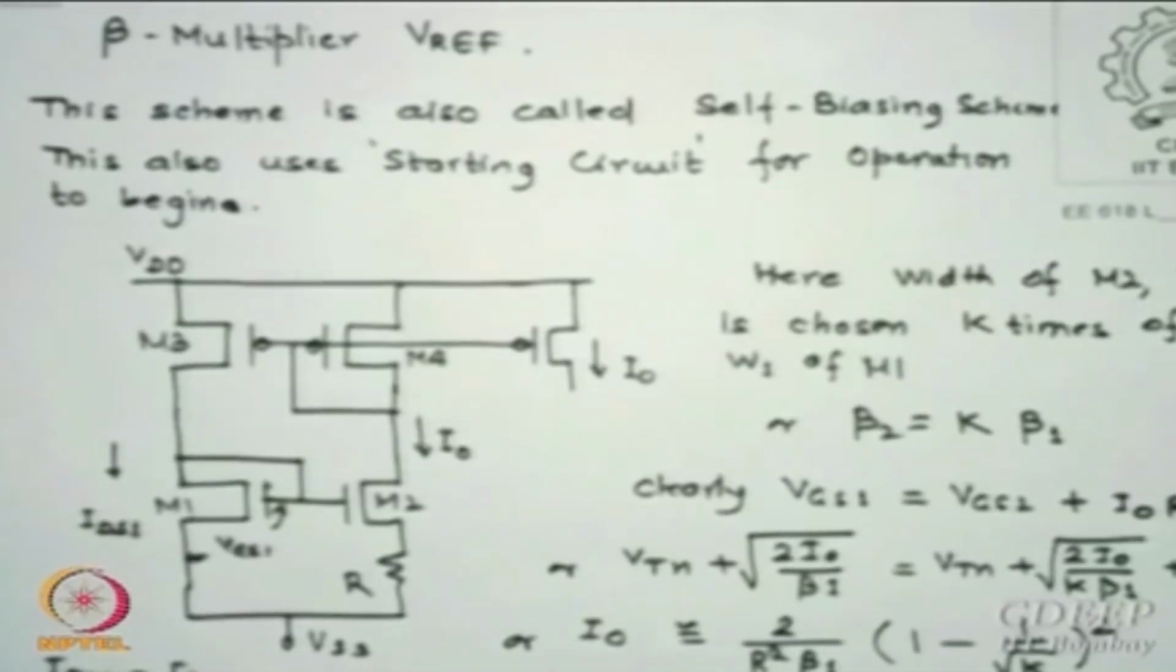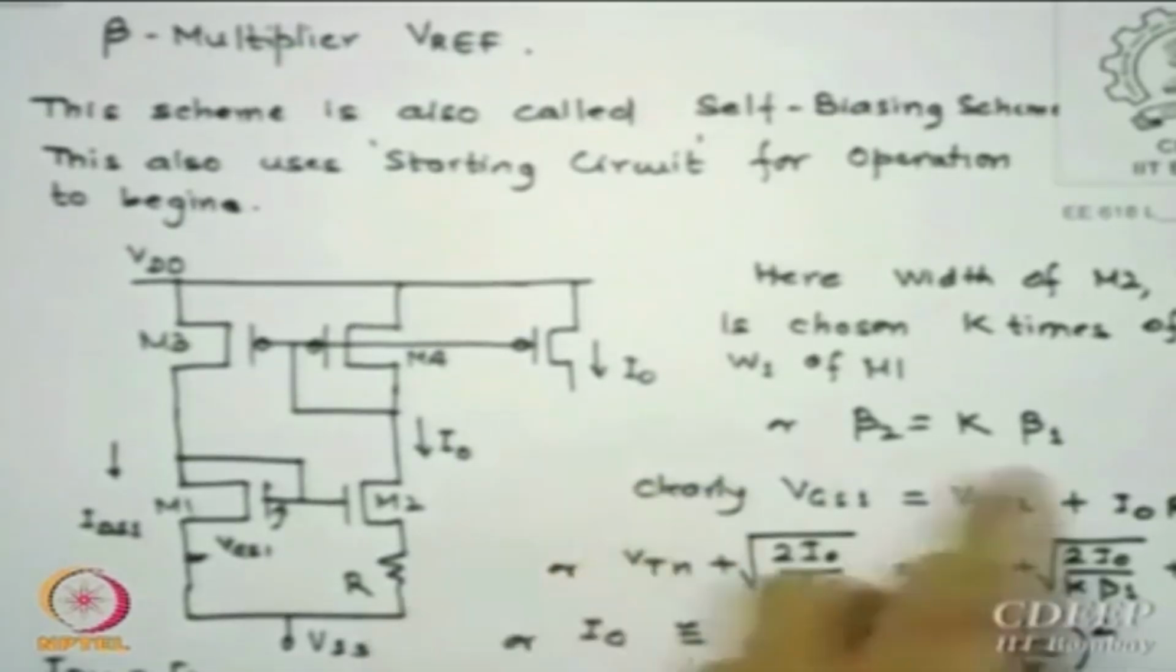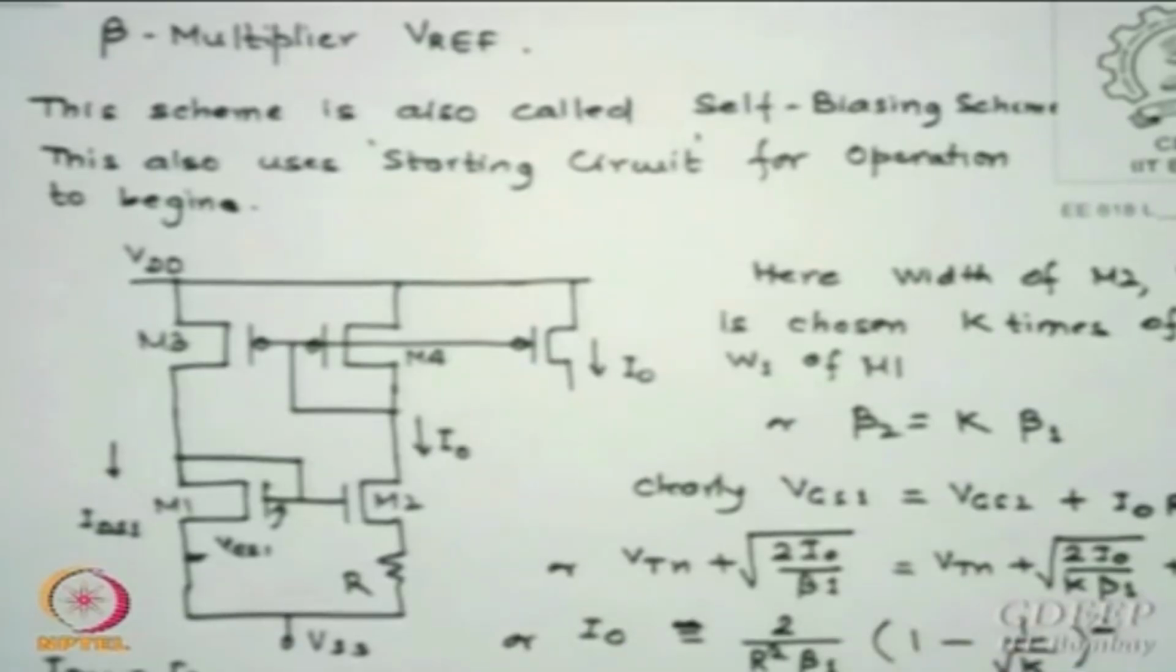Is that okay? I0 is 2 upon R square beta 1 into 1 minus 1 upon root k, whole squared. This Vtn cancels, third line exactly. So what should I calculate now for this current source? The TCF. I would like to see the temperature dependence of this current source.